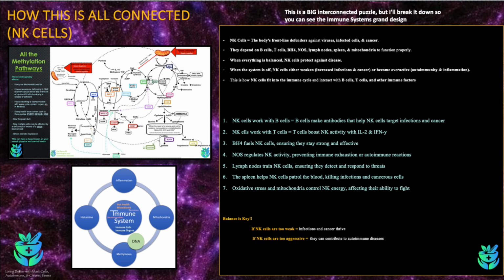Lymph nodes help train natural killer cells, ensuring they detect and respond to threats. And the spleen helps natural killer cells patrol the blood, killing infections and cancerous cells. Oxidative stress and mitochondria control natural killer cell energy, affecting their ability to fight. So balance is the key. We have got to stay in the Goldilocks zone.